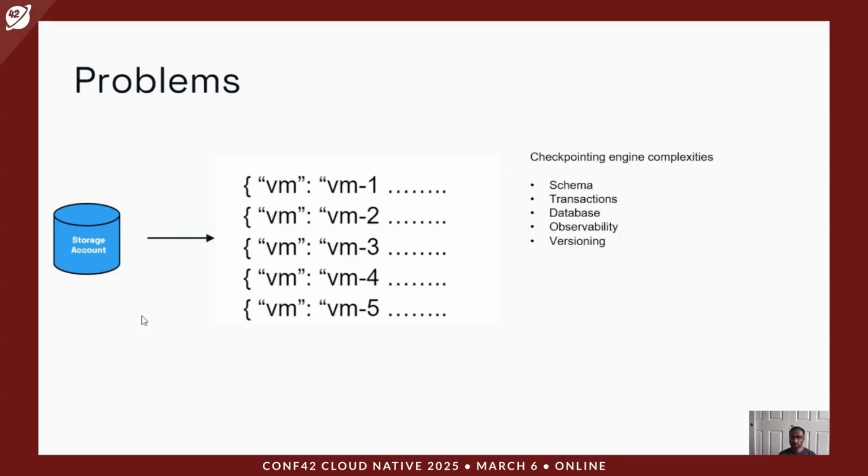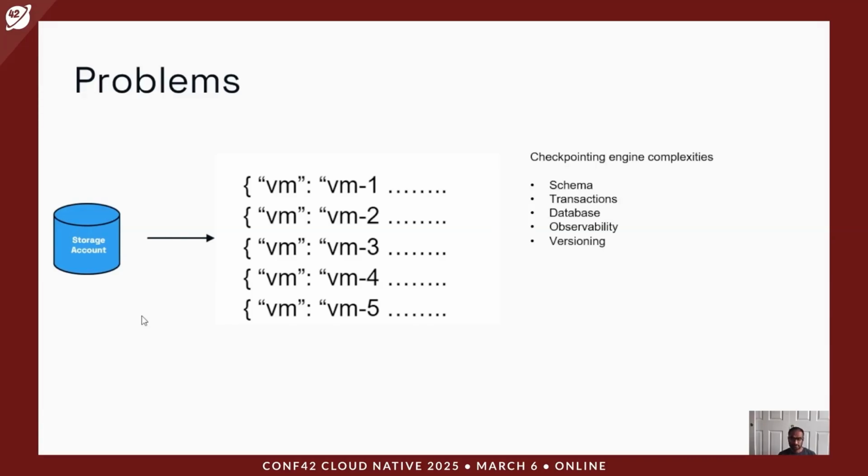Now, is building a checkpointing engine really easy? You have to think about schema. You have to think about how the transactions occur. You have to think about the underlying database. What is the versioning strategy for the schema? How will observability work? And what happens if the checkpointing engine fails? Will you also fail your workflow? All these things are something we will have to consider. And building such an engine that is agnostic and works with multiple different workflow types is a multi-month effort.